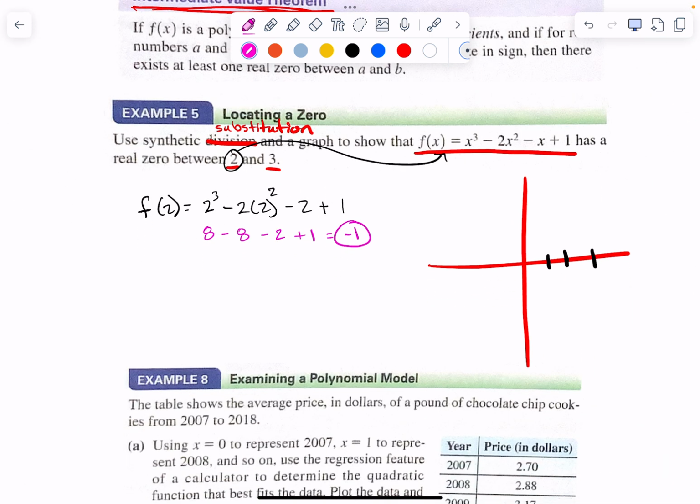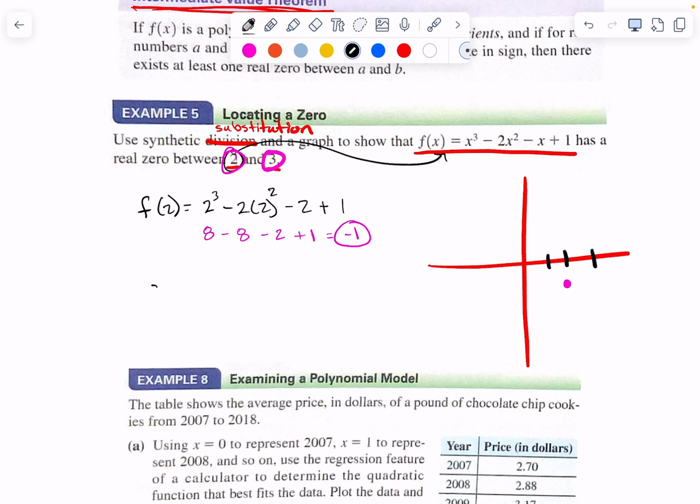So 2 is at negative 1. Basically, right? 2 is at negative 1. Okay, 2 is not a 0. It's not a place where it crosses, right? Because I plugged in and I got -1. If I got 0, then it would be on 0, but it's not a place where it crosses, okay? Now let's talk about 3.